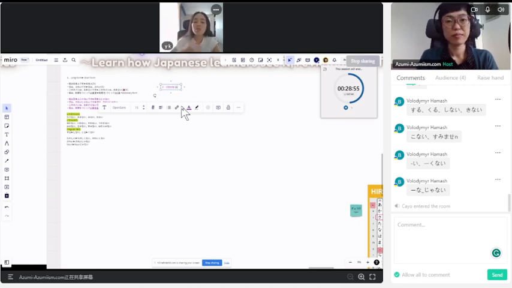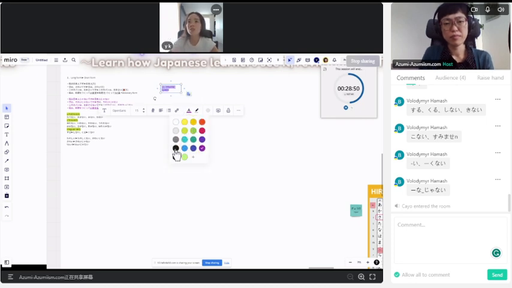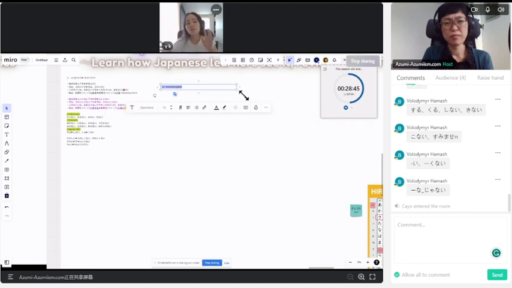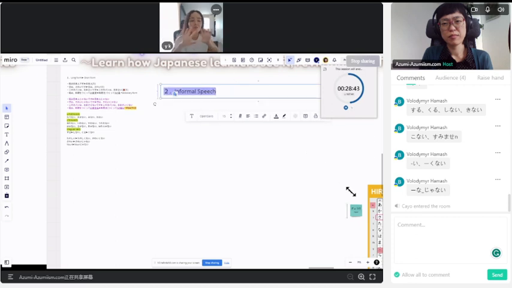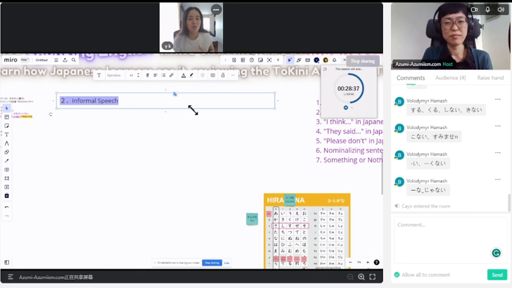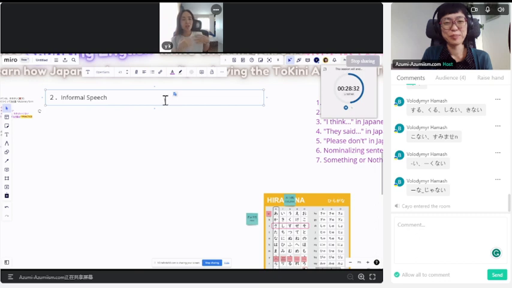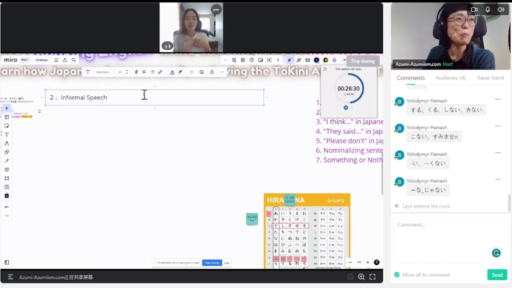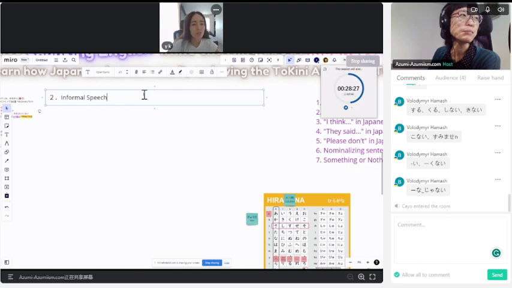If you don't use informal speech in this circle, everyone might feel like you want to separate from them. That's why students need to study short form also.